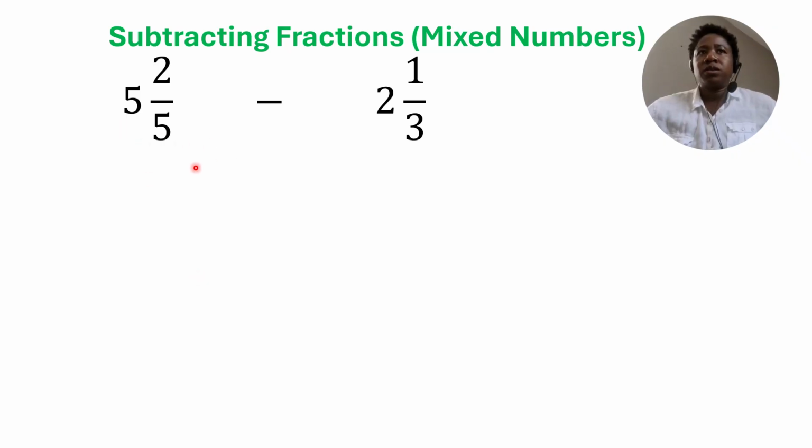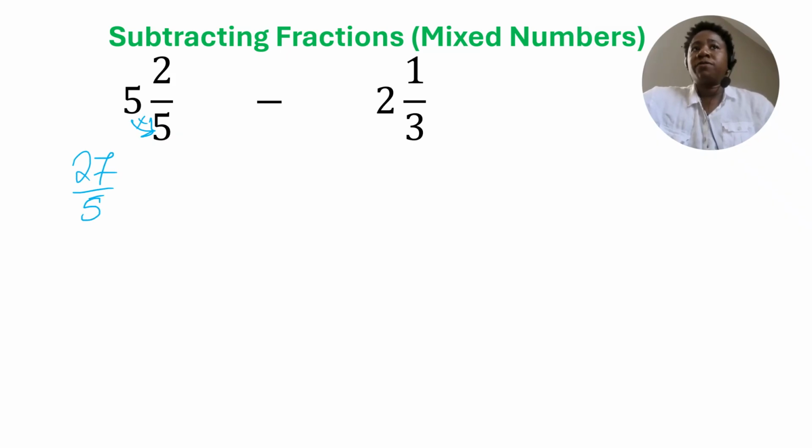Another way we could approach this question is by converting the mixed numbers to improper fractions, finding the lowest common denominator, subtracting the numerators, and then reconverting the improper fractions back to mixed numbers. So let's take a look at that approach. So first fraction, 5 and 2/5, rewritten as an improper fraction will be 27 over 5 because 5 times 5 is 25 and 25 plus 2 is 27. The second fraction, 2 and 1/3, rewritten as an improper fraction will be 7 over 3 because 2 times 3 is 6 and 6 plus 1 is 7.